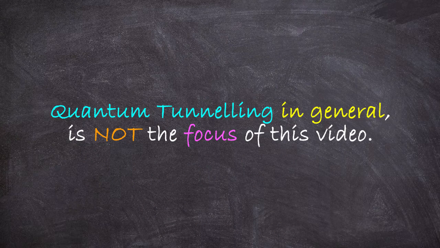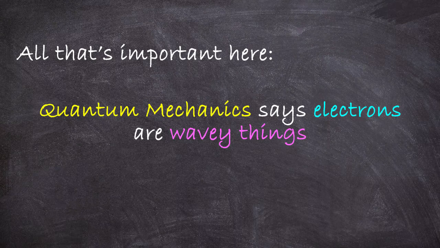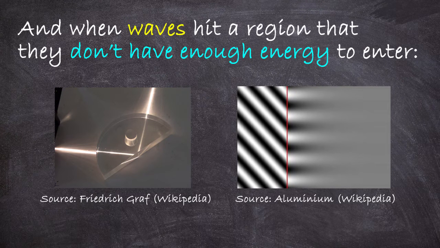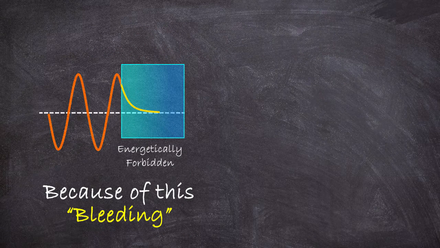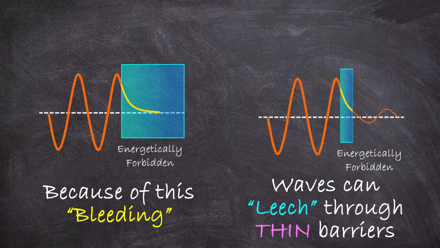Now, I'll likely be doing a more complete look at what quantum tunneling is and how it both positively and negatively affects technology in a future video. But all we really need to understand about it here is that quantum mechanics says that electrons aren't particles but wavy things. And when wavy things hit a boundary or barrier that they don't have enough energy to overcome that reflects them, they actually bleed a bit past this boundary. Because of this tendency of waves to bleed into a so-called energetically forbidden region, if the barrier region is physically quite thin, they can leach through to the other side and just keep on trucking.